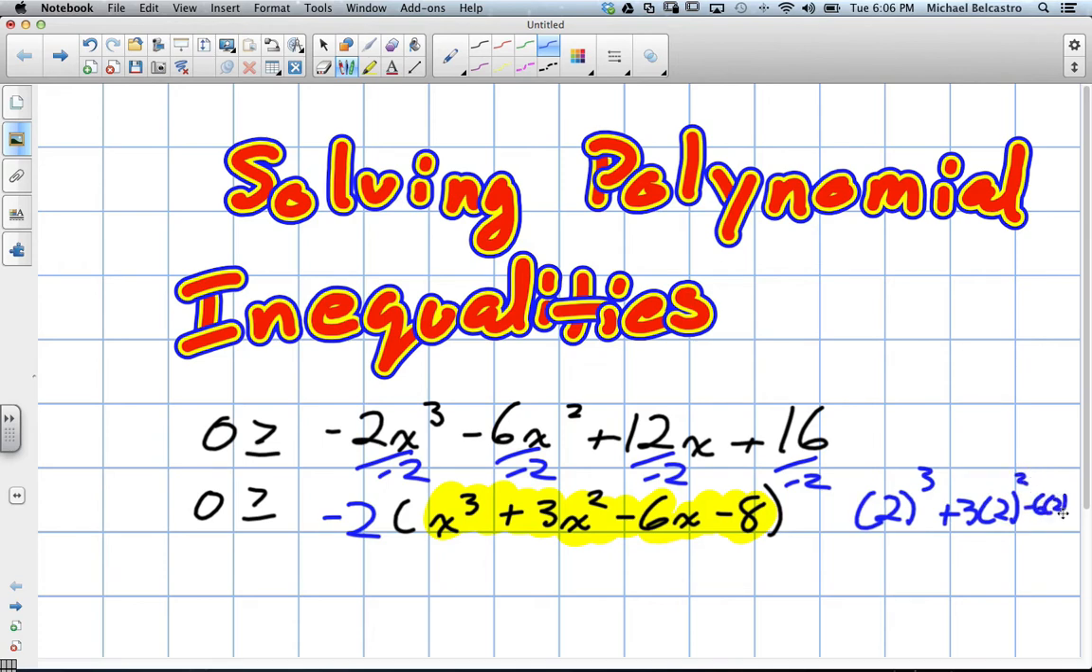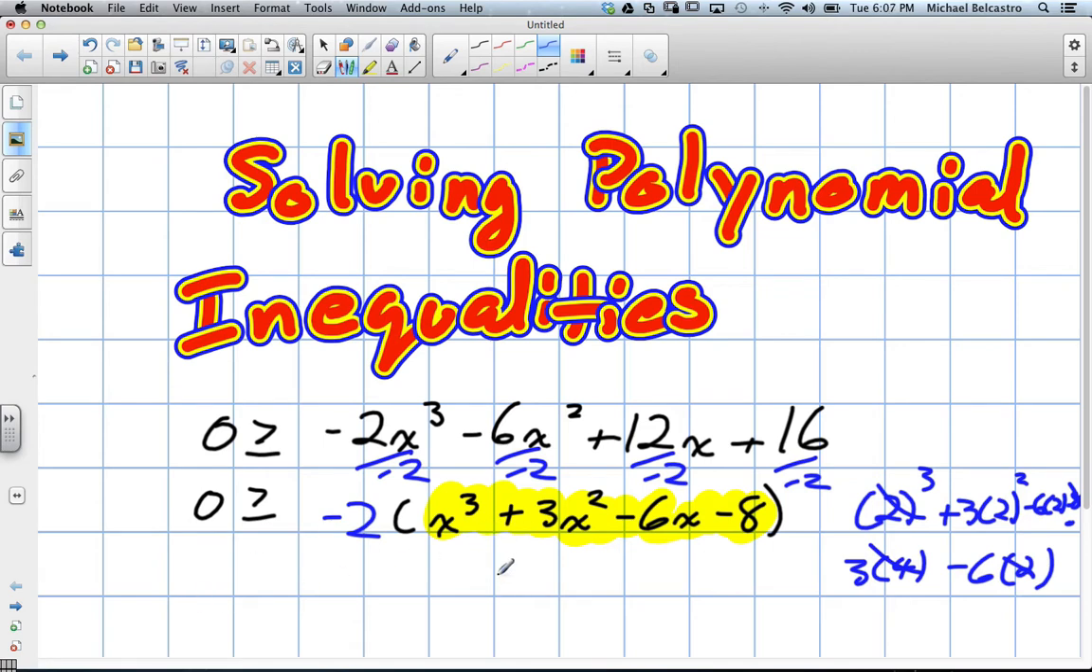I'm kind of running out of room. And then minus 8. 2 cubed becomes 8. So we have positive 8 and -8. So they will cancel each other out. So we're then left with 3 times 4 minus 6 times 2, which both create 12s. So they cancel out. So 2 is a factor of this.